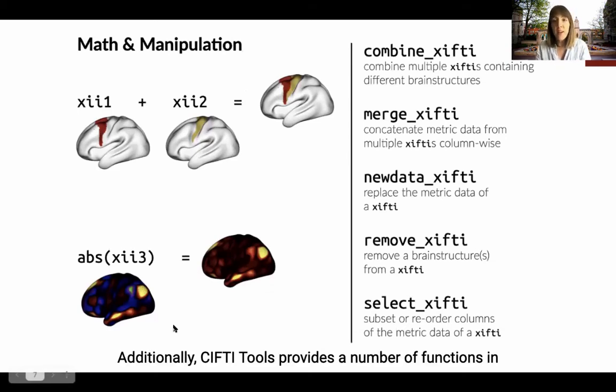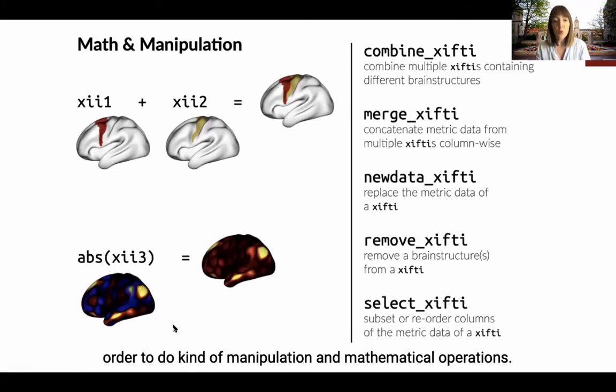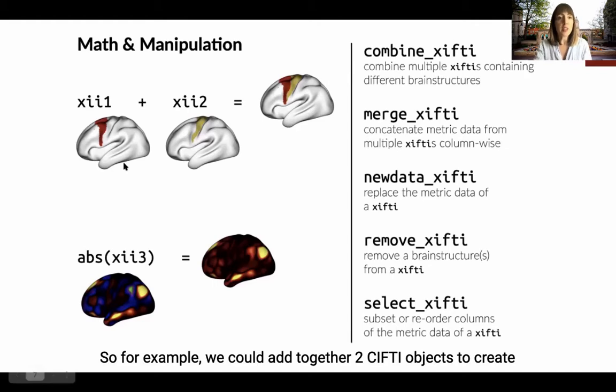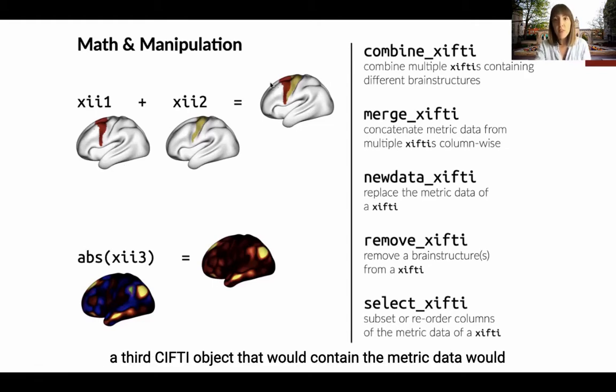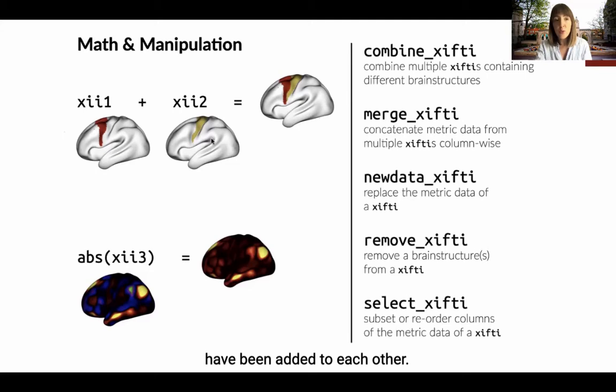Additionally, CIFTI-Tools provides a number of functions to do manipulation and mathematical operations. For example, we could add together two CIFTI objects to create a third CIFTI object in which the metric data have been added to each other. And here we have an illustration of that.